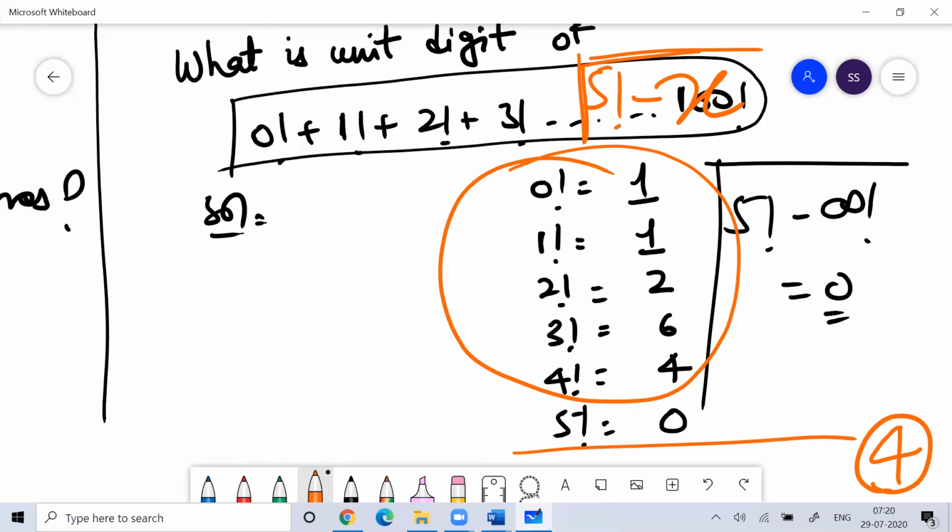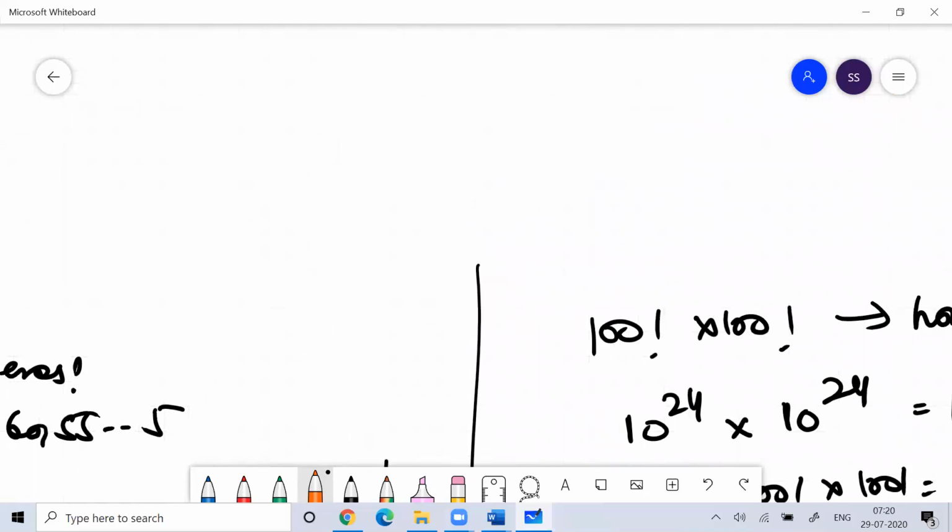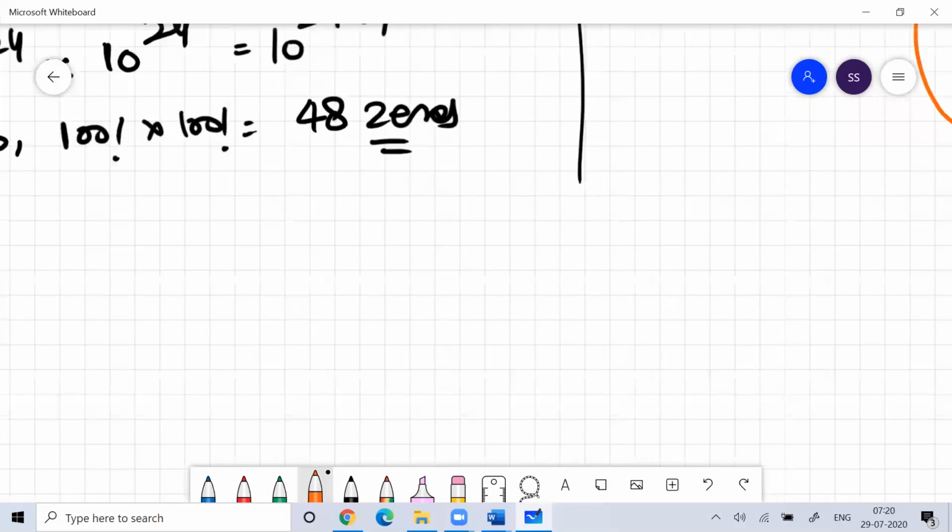If I do the sum of them, 1 plus 1 plus 2 plus 6 plus 4 is 14, so the unit digit is 4. From 5 factorial onwards, all the numbers are ending with 0, so those are not my point of concern. My point of concern is only 0 factorial to 4 factorial. The other terms I do not need to look into. You understood this, right?